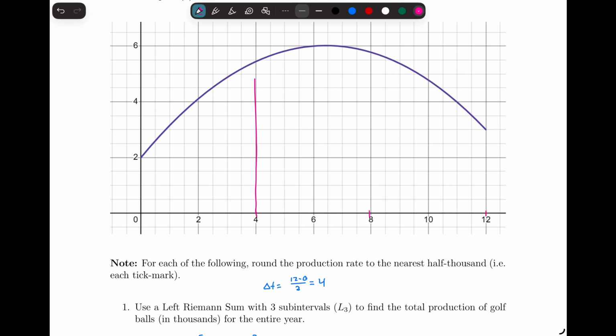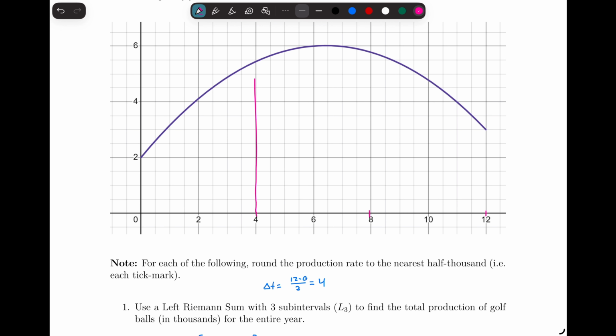So that's no coincidence. The left Riemann sum of the second rectangle would be the same as the right of the first. So this is at 6 here. And then finally 12, we go up to there. And that is at 3. Okay, so same subinterval width of 4.